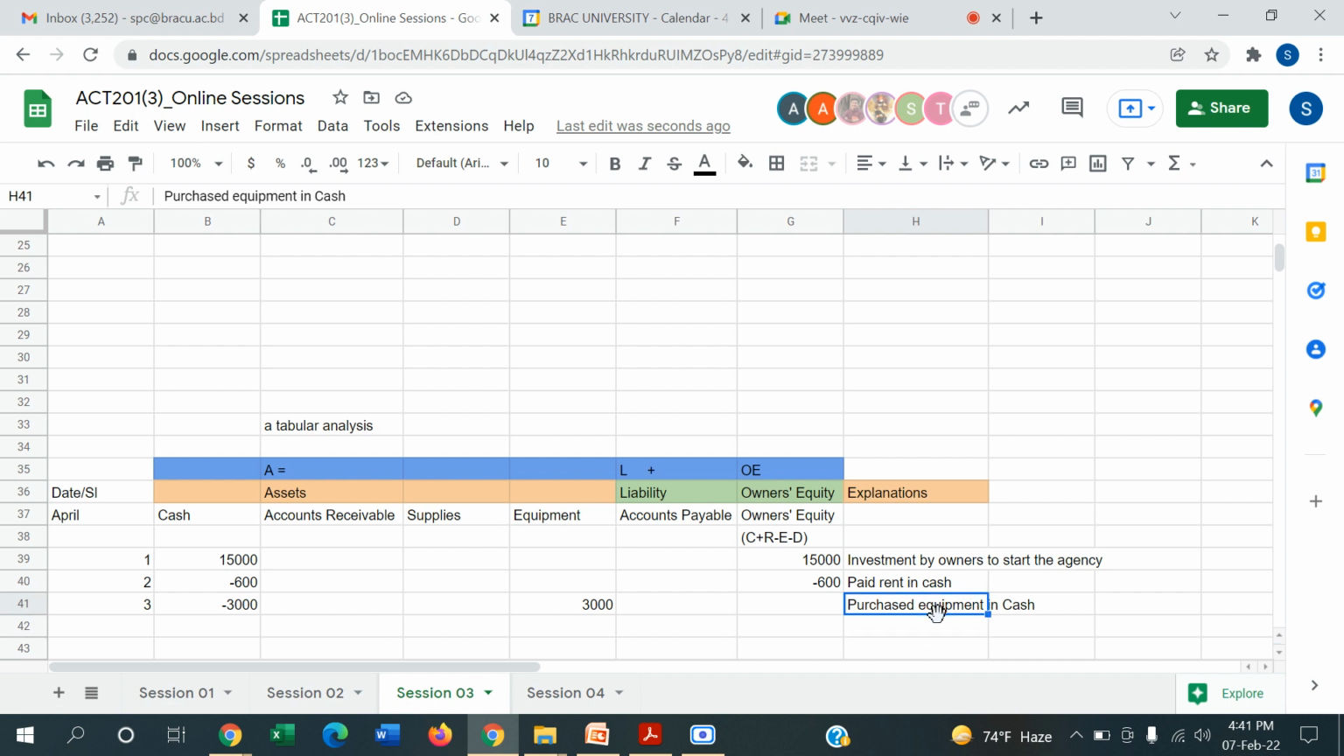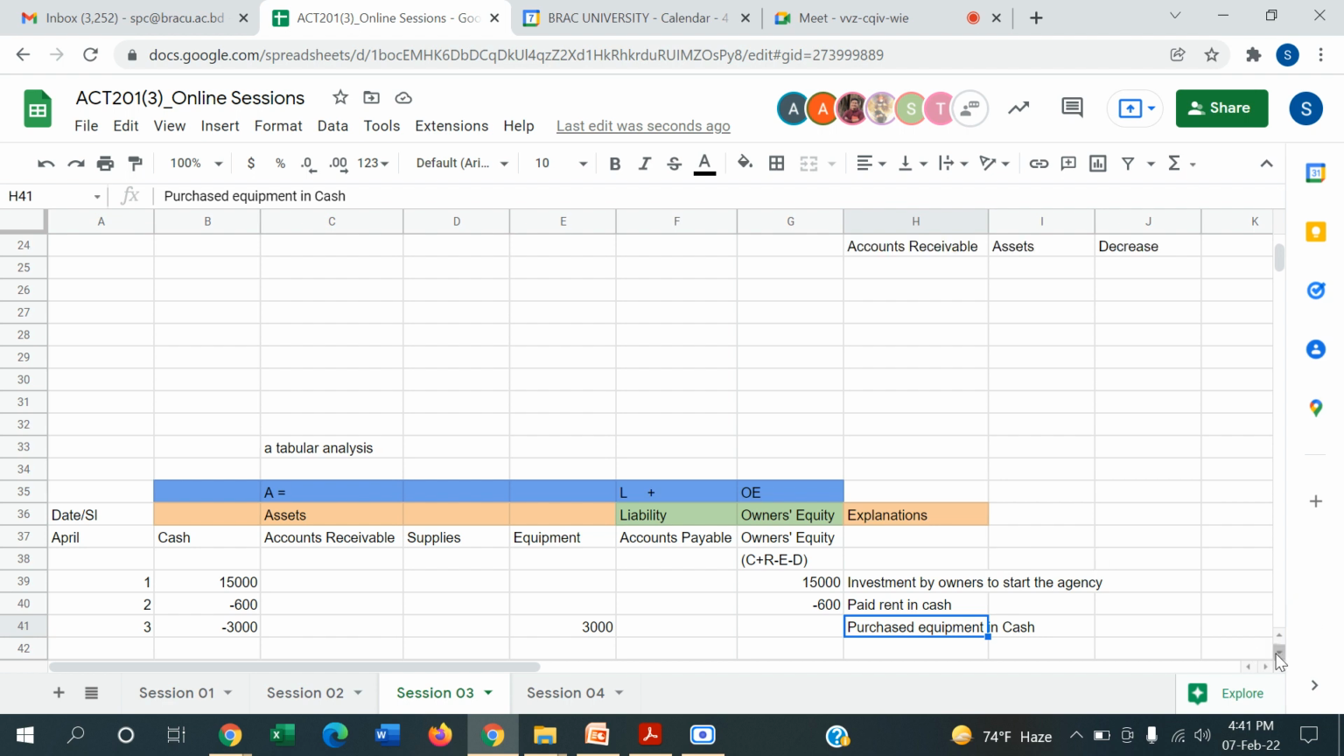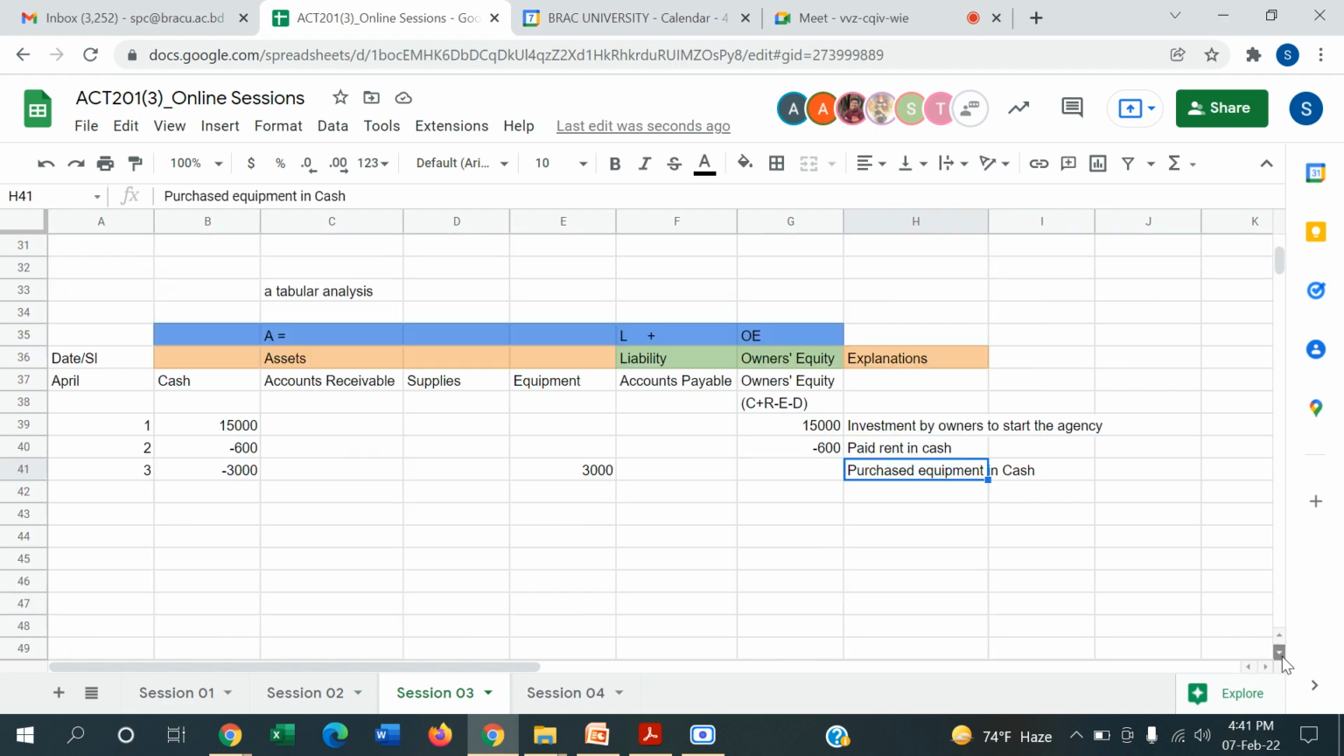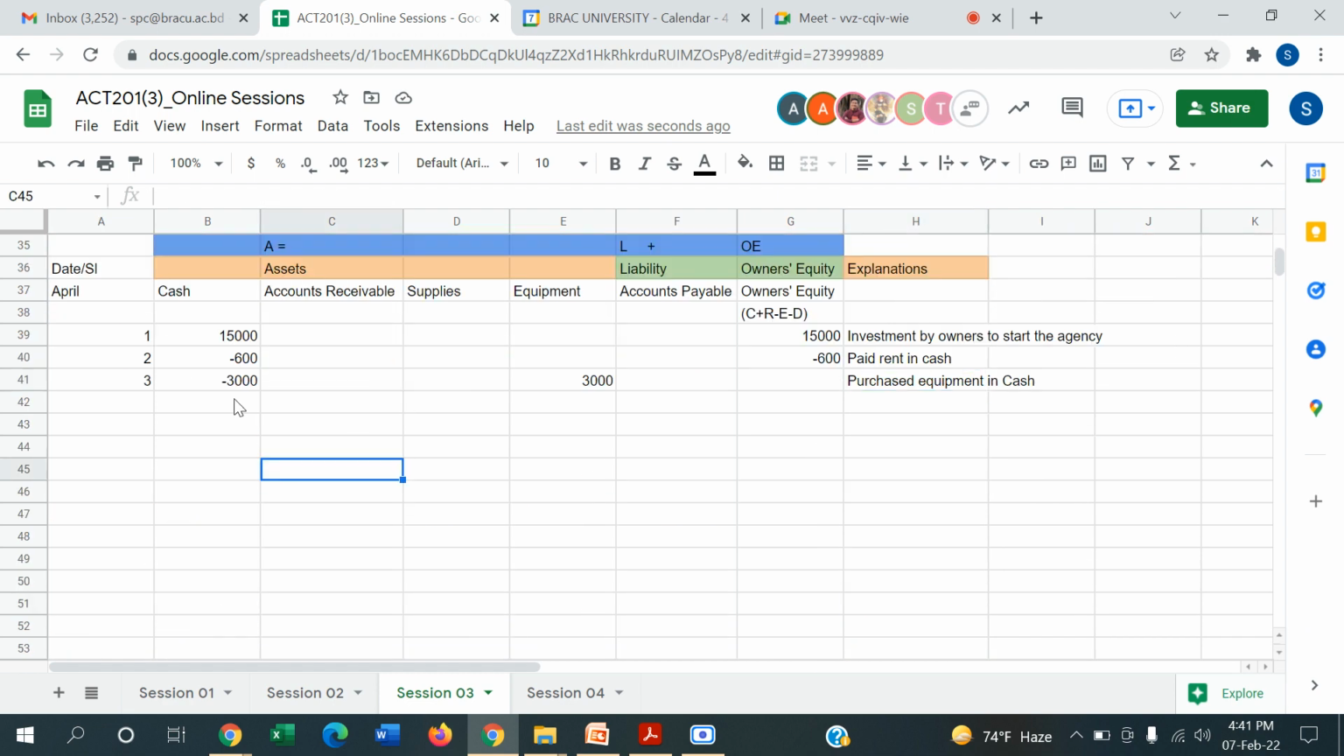So do we need to explain in tabular analysis? We need this explanation. Why? When we move to the next step after this tabular analysis, you can understand why we are adding this in our analysis part. After this transaction, we can see that it affects only one side of the accounting equation, only the asset side. So a transaction can affect both sides of the accounting equation like the previous two, or only one side of the equation as well.